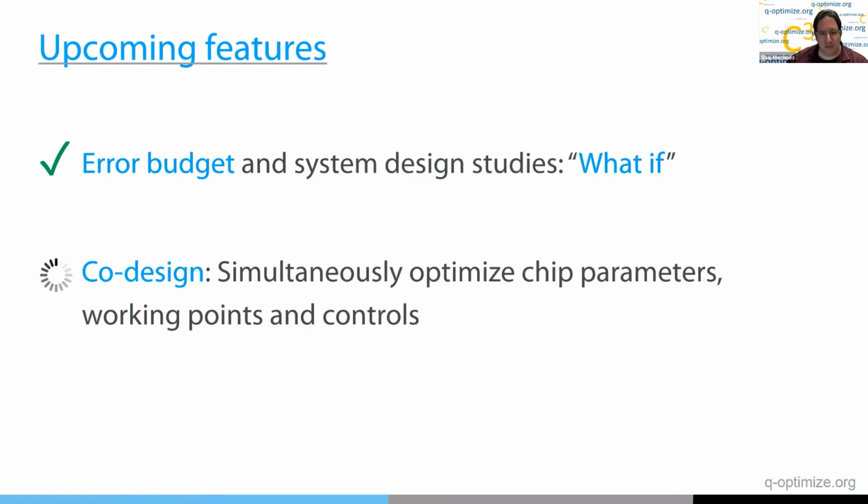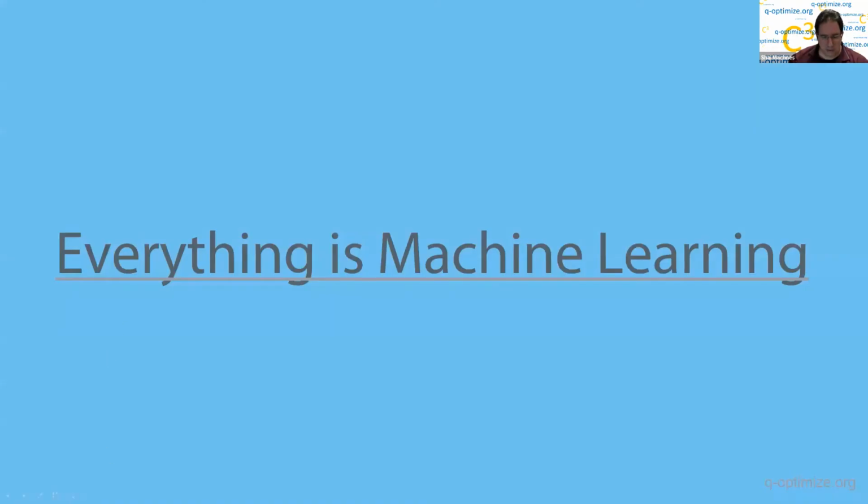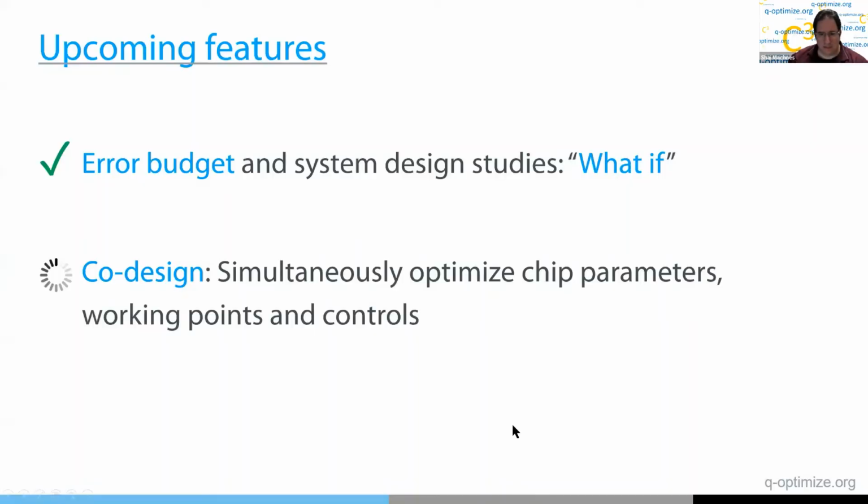And once you start asking these sort of questions, then of course the thing that is very natural to think of next is to do co-design, which means that you simultaneously optimize the chip parameters, frequencies and anharmonicities, coupling, stuff like that, and the working points for certain qubits. You can have working points where you preset the qubit, and of course the controls, the gate pulses. And I think that within 2 or 3 months, we will have the ability to do co-design.